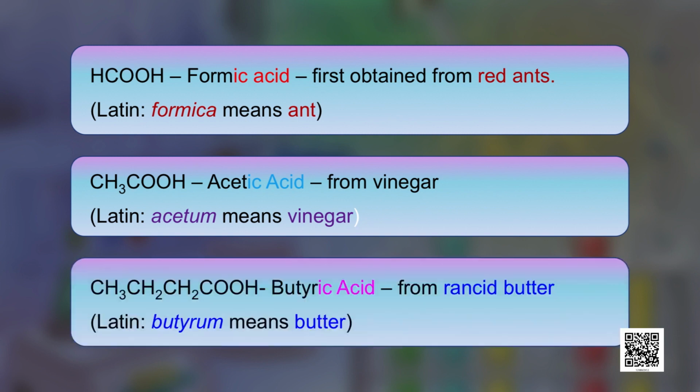And for butyric acid, which is an acid containing 4 carbon atoms, the name comes from the word butyrum from the Latin language, which means butter, and rancid butter is called butyrum in Latin. So, this acid is called butyric acid.